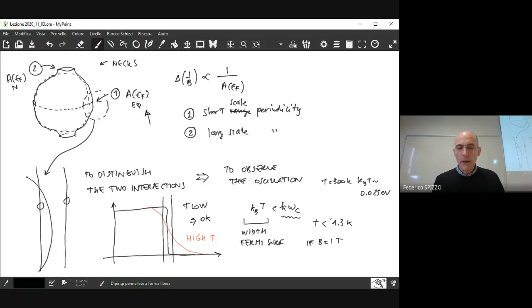So this is just a requirement related to the fact that you need to be able to distinguish two different intersections, so to observe the oscillation. Okay. Do you have some comments or questions concerning that?